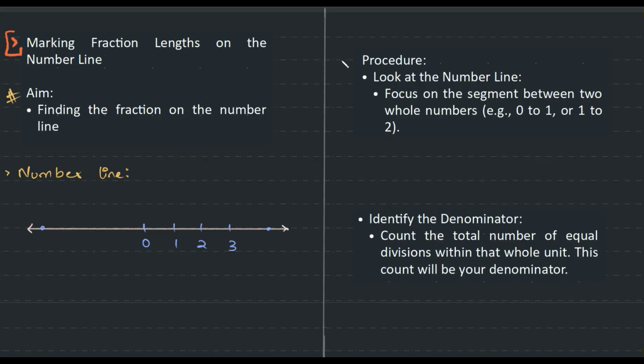Now, we have to figure out how to indicate fraction within a number line. So these are the steps. First step is to focus on the whole numbers. What are whole numbers? Whole numbers are numbers starting from 0, 1, 2, 3, so on and so forth. Then second step is identify the denominator by counting the total number of equal divisions within the whole unit. This count will be your denominator.